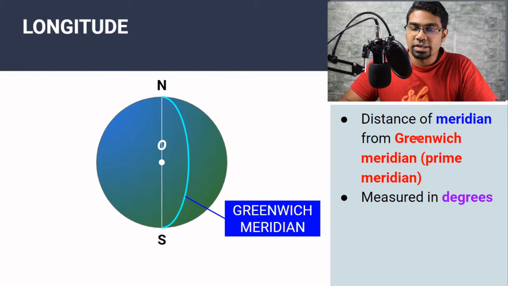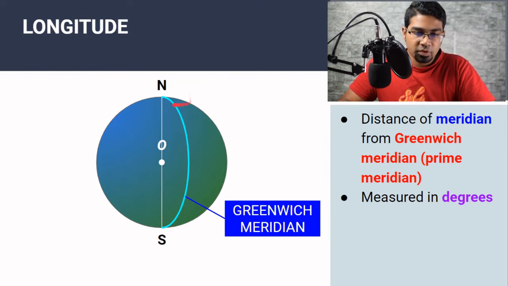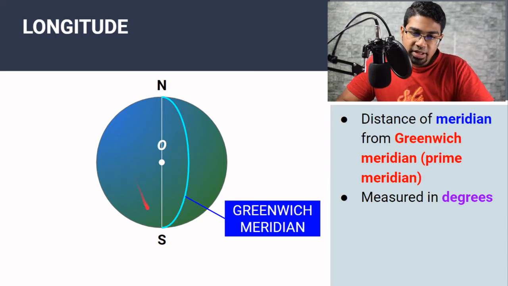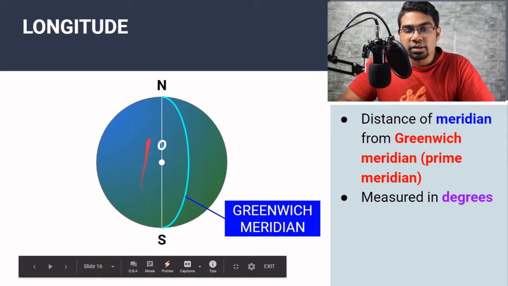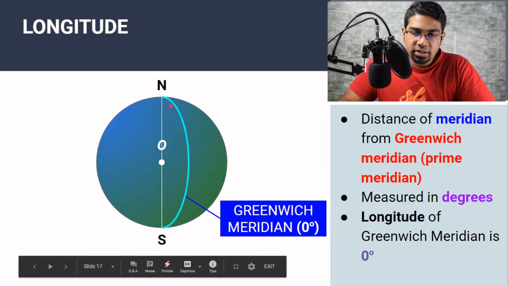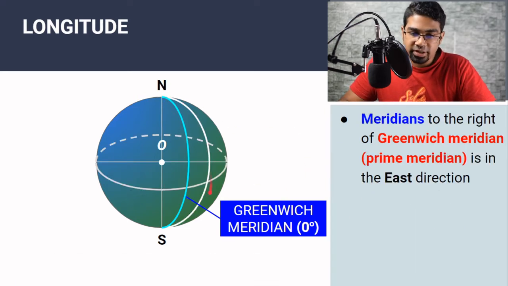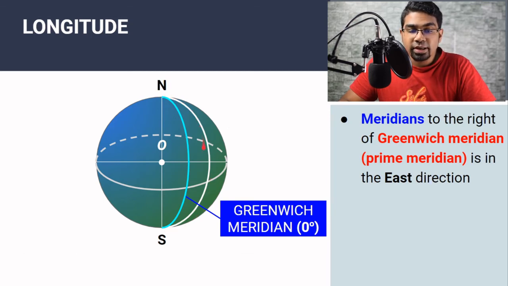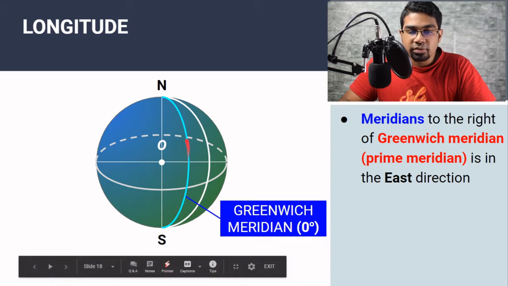A longitude is actually a distance of a meridian from the Greenwich meridian or the prime meridian. So we take our Greenwich meridian as a reference point, and then we take any other meridian on Earth and we take the difference between that meridian and the Greenwich meridian. But the distance is measured in degrees. Let's look at an example. So Greenwich meridian is considered 0 degrees because this is our reference point. Now let's say we have another meridian here and we wanted to get the longitude of this meridian. We have to take the angle between this meridian and the Greenwich meridian.